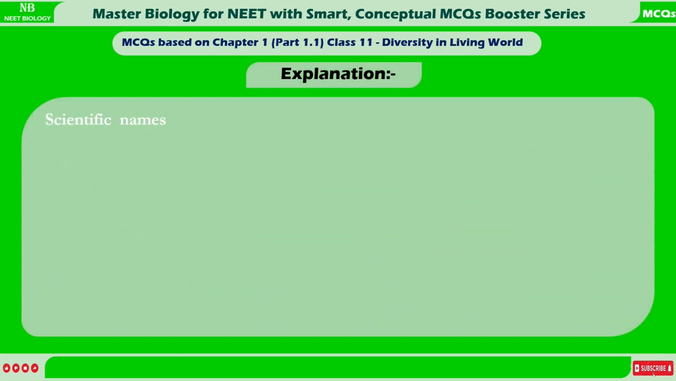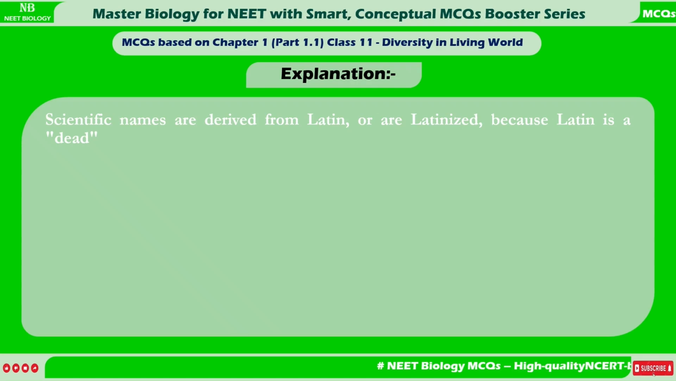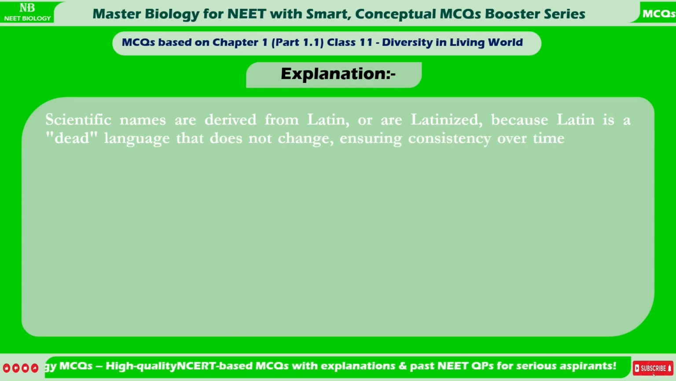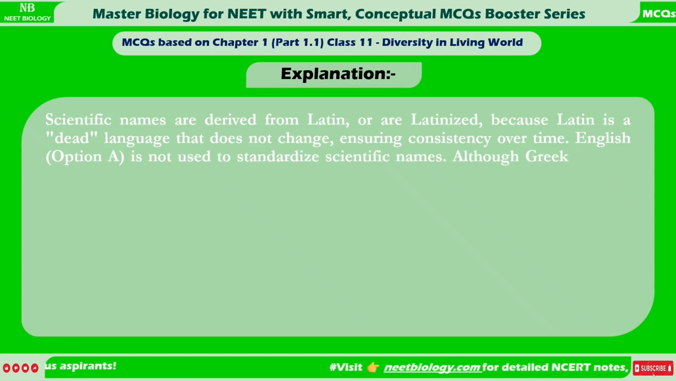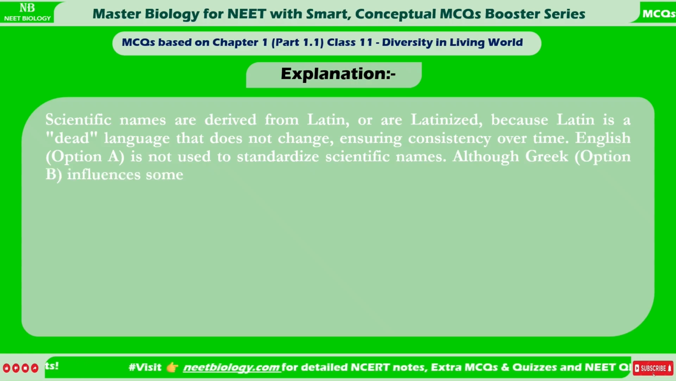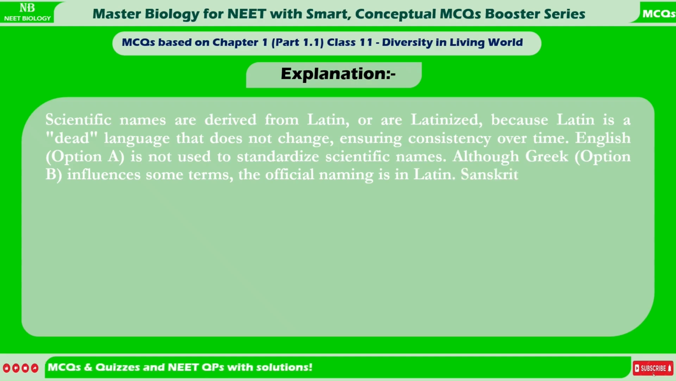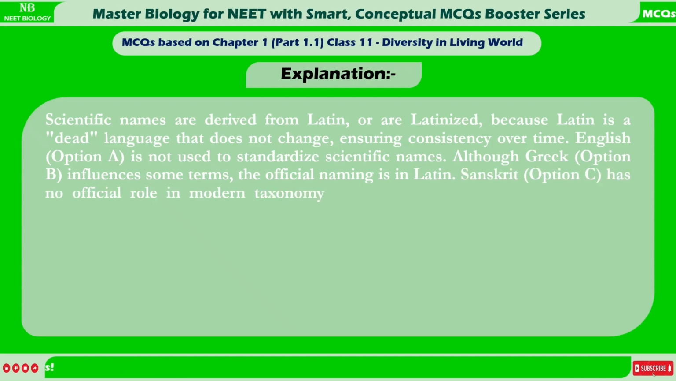Explanation. Scientific names are derived from Latin or are Latinized because Latin is a dead language that does not change, ensuring consistency over time. English, option A, is not used to standardize scientific names. Although Greek, option B, influences some terms, the official naming is in Latin. Sanskrit, option C, has no official role in modern taxonomy. Hence, Latin is the universal base for scientific nomenclature.